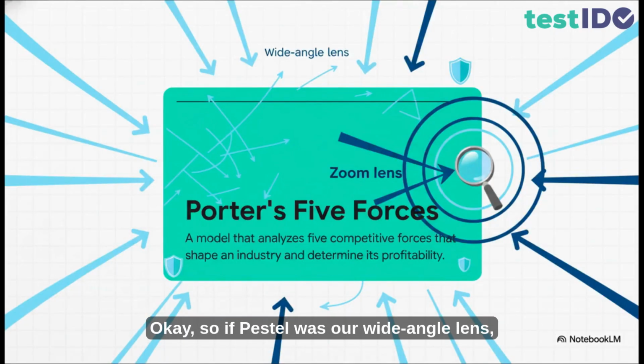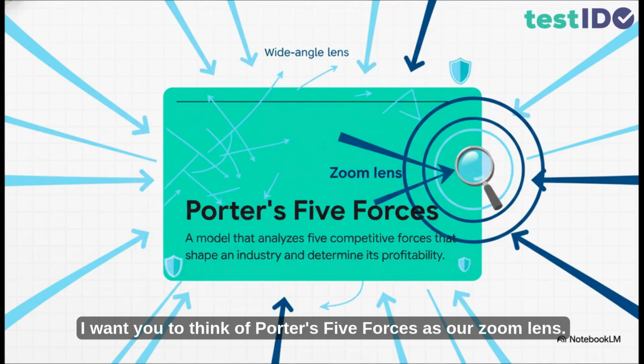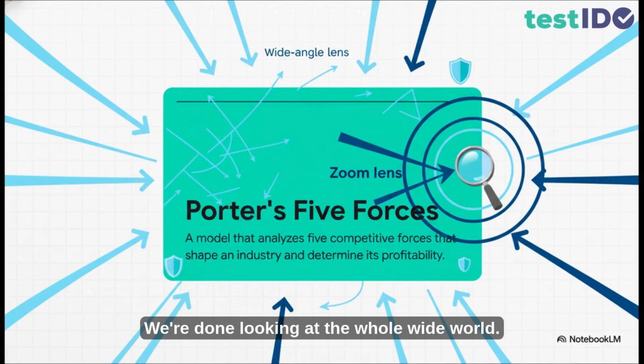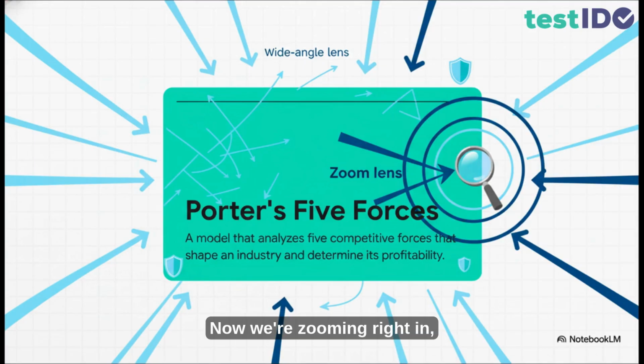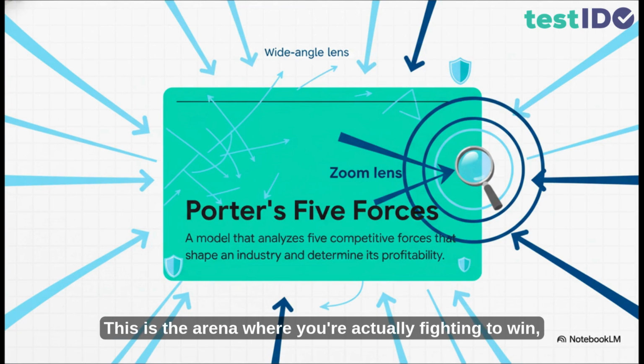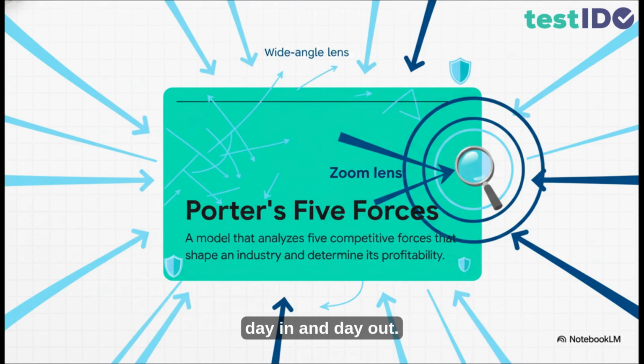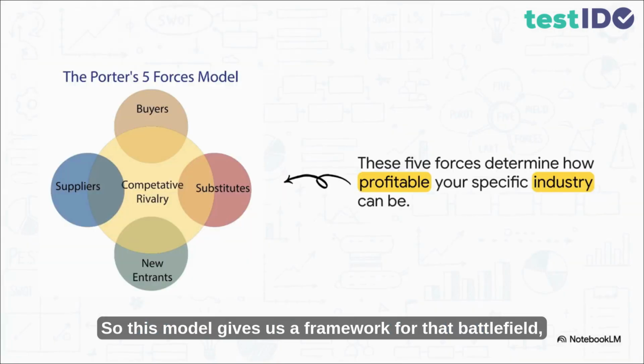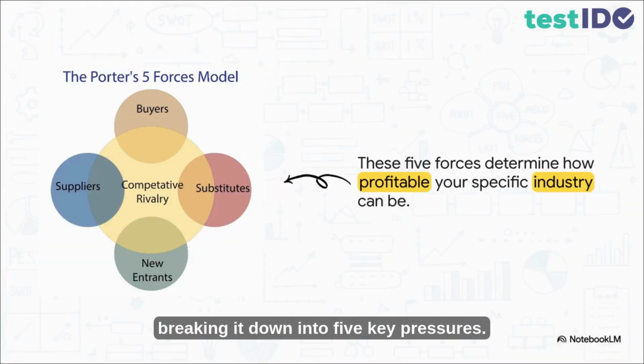Okay, so if PESTLE was our wide-angle lens, I want you to think of Porter's 5 Forces as our zoom lens. We're done looking at the whole wide world. Now we're zooming right in, focusing on your specific industry. This is your competitive playground, right? This is the arena where you're actually fighting to win, day in and day out. So this model gives us a framework for that battlefield, breaking it down into 5 key pressures.